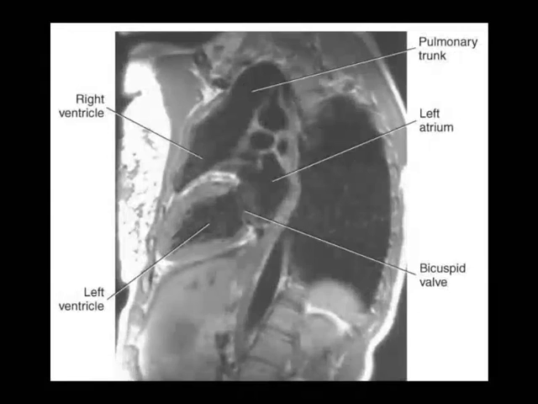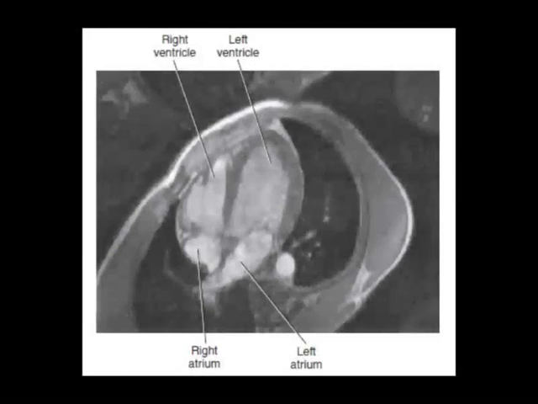Here is another vertical long axis image, but this time MRI. And again, notice some of the anatomy labeled here. It's a wonderful image of the right and left ventricles, the pulmonary trunk, the left atrium, and the bicuspid valve as well. Now switching from the vertical long axis to the horizontal long axis.